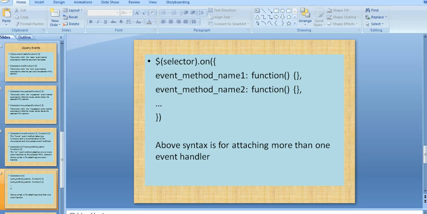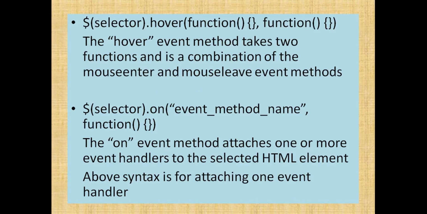Now the next event method that we're going to study is the on method. The on event method attaches one or more event handlers to the selected HTML element. The above syntax is for attaching one event handler. Here we will write the event name and the function that we want to trigger when that event takes place. Let's see how we are going to attach an event using on.